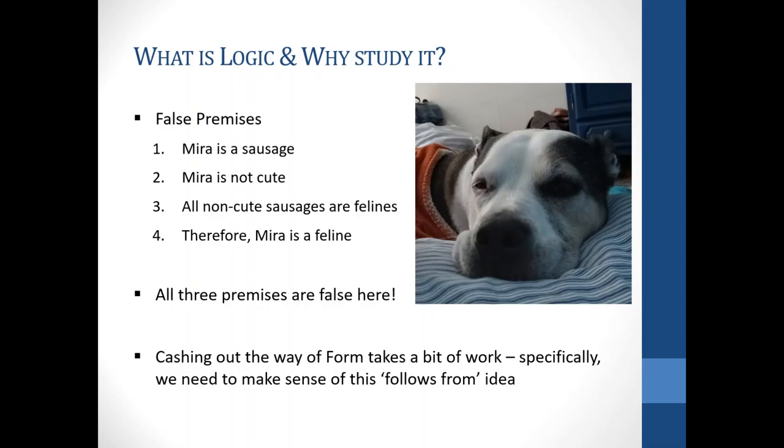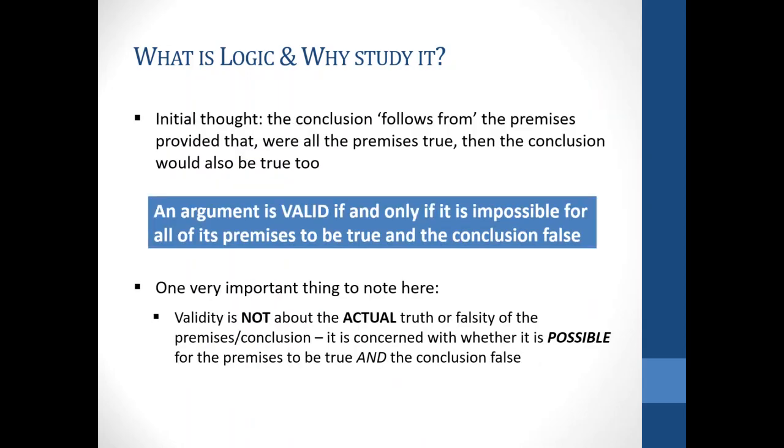This is already telling us something very useful. Again, actual truth and falsity is one thing, validity is another. Validity is not about the actual truth and falsity here. It is about possibility. If it's possible to make the premises true and the conclusion false, it's invalid. If it's impossible, then it's valid.